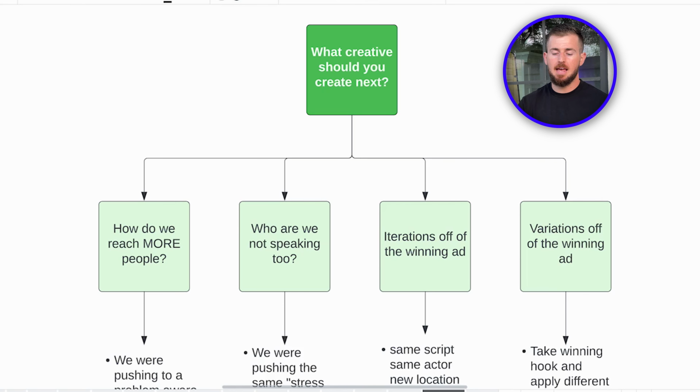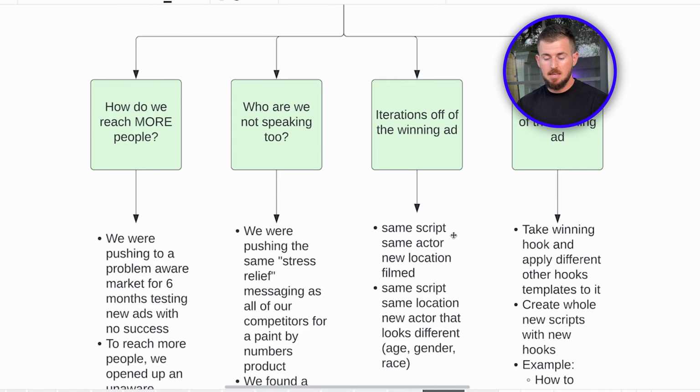Now, the next one we want to look at is iterations of the winning ad. So this is more of, okay, we just found a winning ad. Like yesterday, we found a winning ad. This is a totally new ad we've never done before. We found it, it works, it's amazing. Now, for iterations of a winning ad, I'm looking at two key things. I'm looking at the same script, the same actor, just a new location filmed.